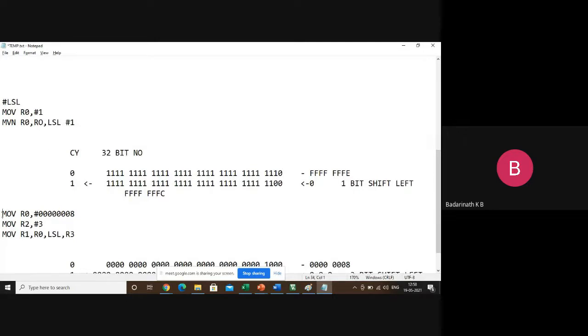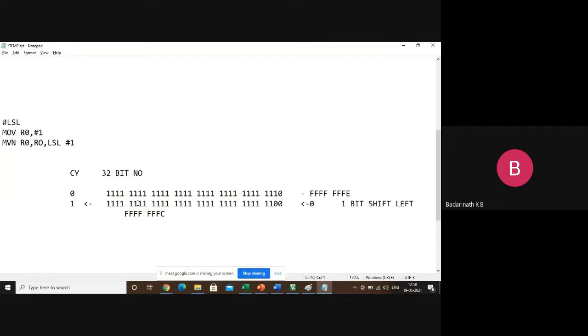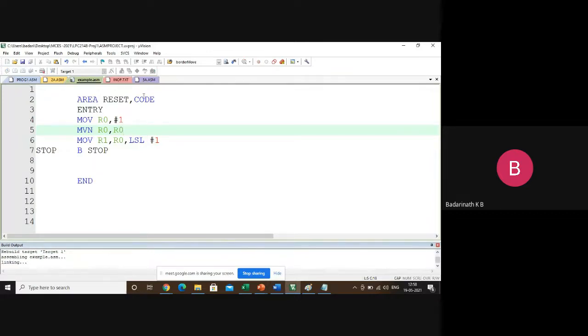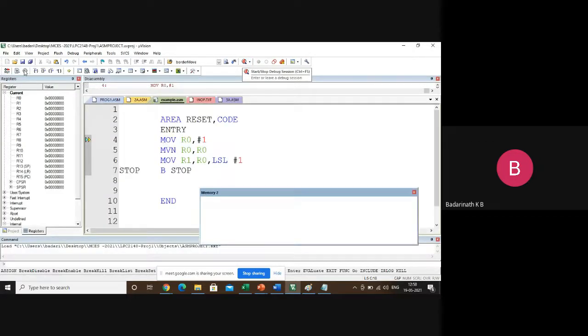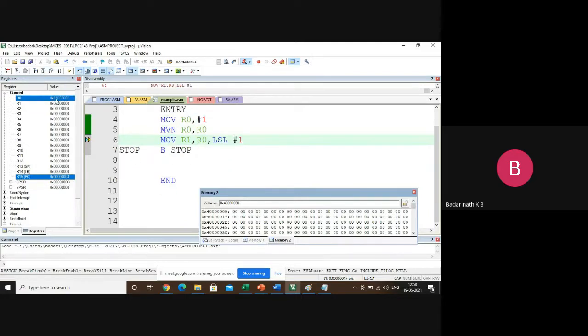So if you look at the steps here, I have already loaded FFFE, because if you look at this program, I have already performed MVN. So what is the number I have? I'll compile this program and execute this instruction. See, the number I have with me is already FFFE. This is the number I have in R0.